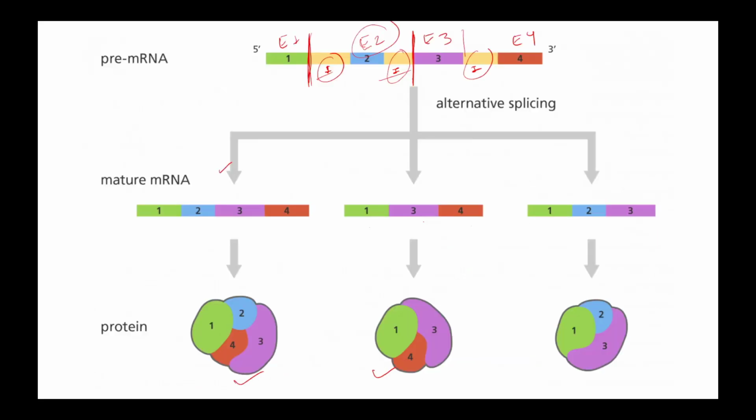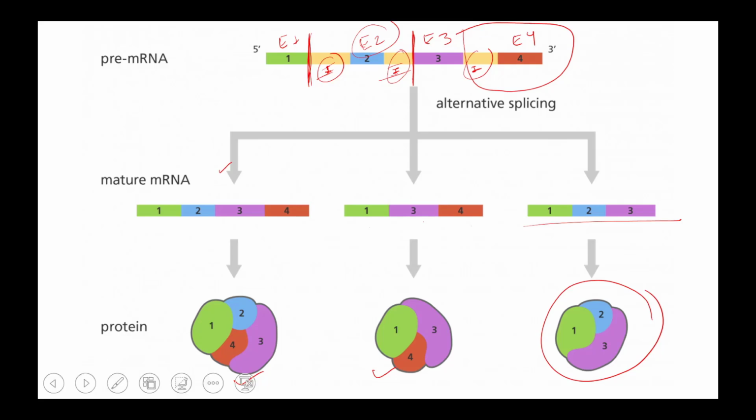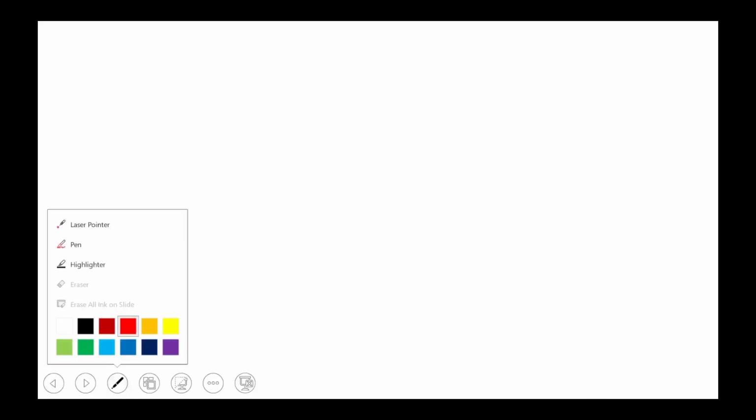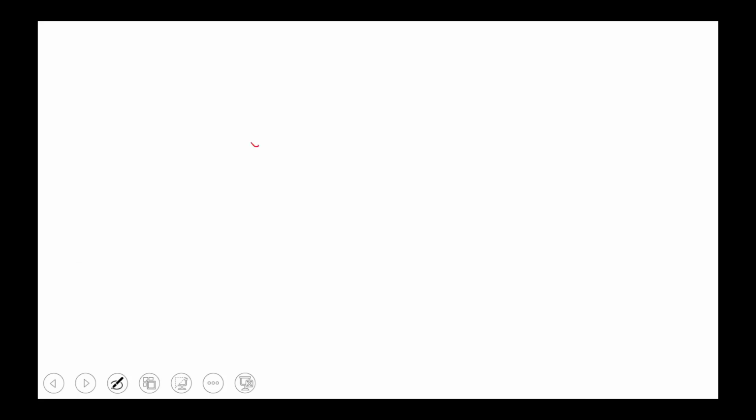and this particular portion is being removed along with these introns, and these three are present and they are making another protein. So that is called alternative splicing: same gene sequence but coding for different proteins because of the alternative splicing. Okay, so in our question they have given us something like this.